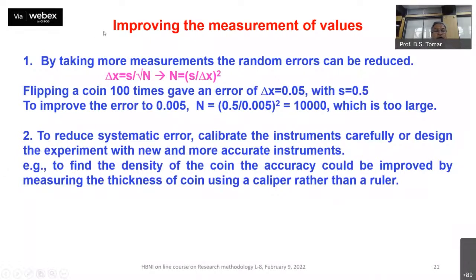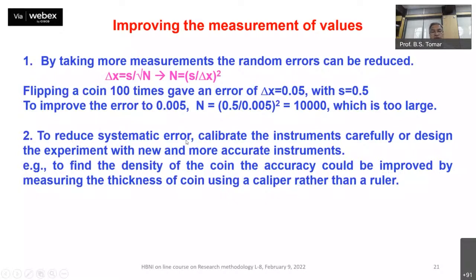Suppose you want to improve the error from 0.05 to 0.005, then n will be (0.5 upon 0.005) squared, and so you get 10,000. So that means if you flip the coin 10,000 times, your data will be close to the 0.5 mean value. It is very difficult to do 10,000 times, and that is where you have to optimize your sample size and so on. Similarly, for random error, you can increase the number of experiments.